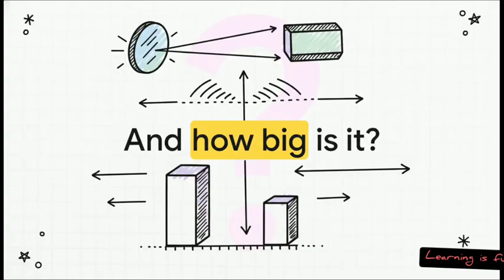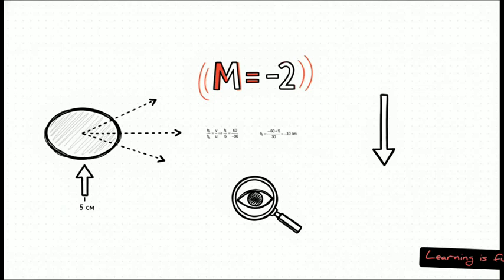So we know where it is, but what about its size and orientation? Let's say our original object was 5 centimeters tall. Now we use our magnification formula, M equals negative V over U. We just plug in the numbers we already have. V is negative 60 and U is negative 30. So that gives us a magnification of negative 2.